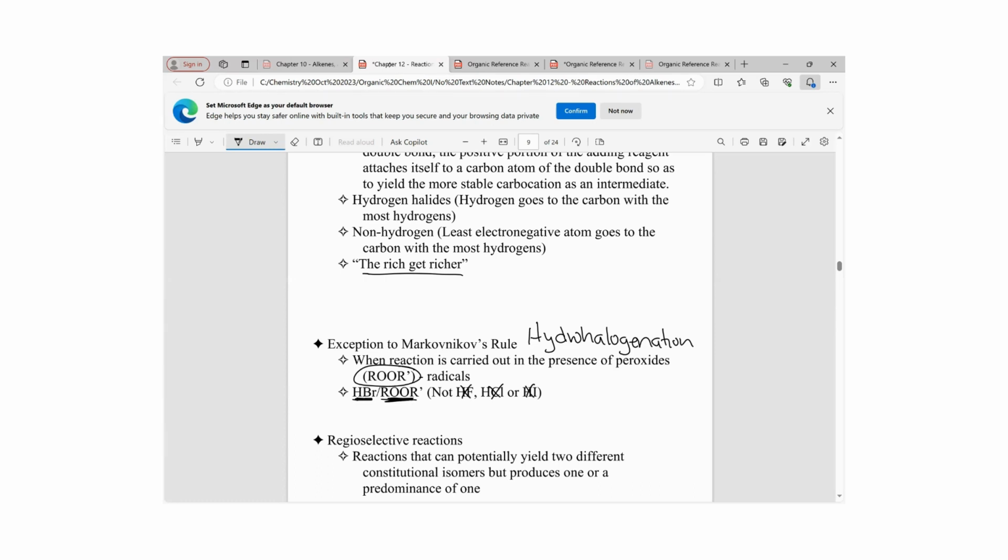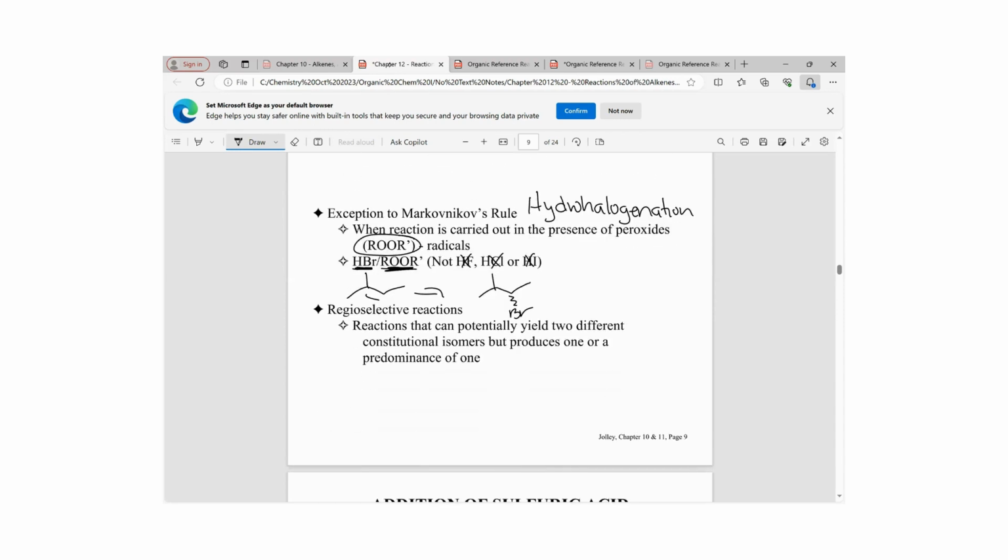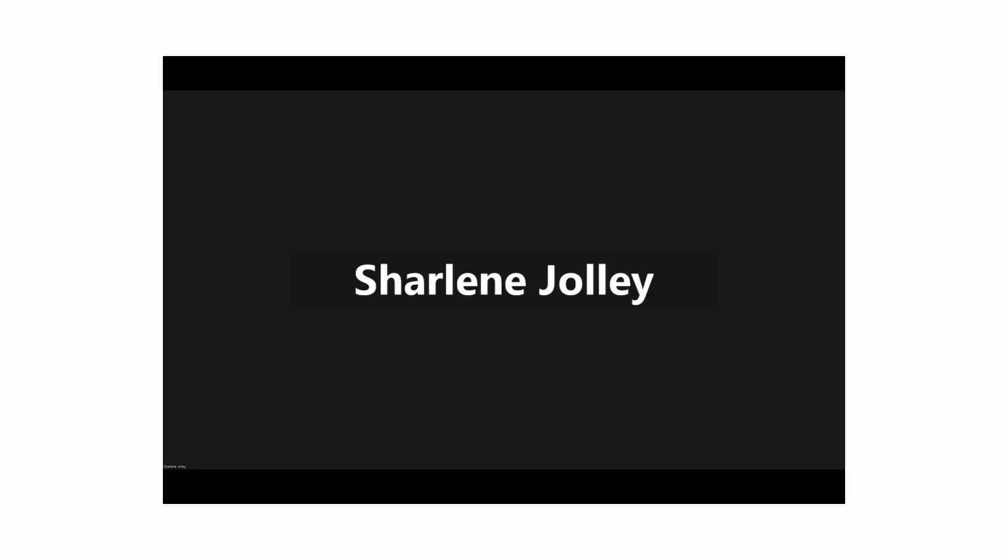HI, you are going to only get the anti-Markovnikov, okay? It is regioselective. So remember, if it favors a specific region, it's regioselective. If it favors a specific stereoisomer, then it's stereospecific. I'm going to go to the whiteboard and we're going to do a compare and contrast.